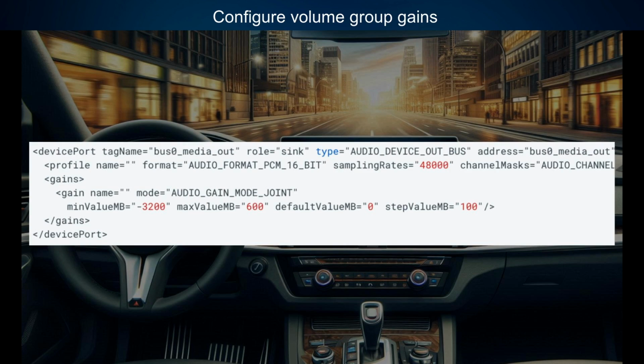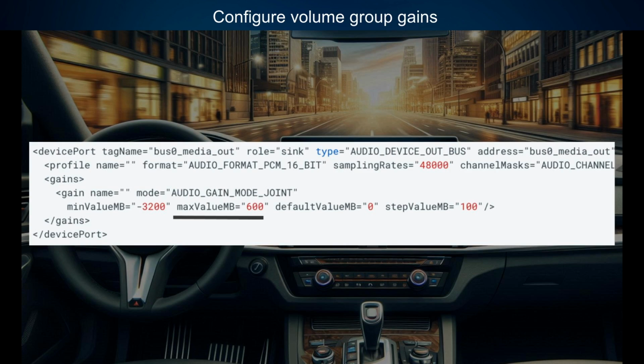This device has several settings, including its audio format, sampling rate, and most importantly, its gains. Gains determine how loud the device can get, and they have four main values. Step value MB, this means the volume can only be adjusted in specific increments, like going up or down by 100. Value MB, this is the minimum volume level for the device, like the softest setting you can adjust.